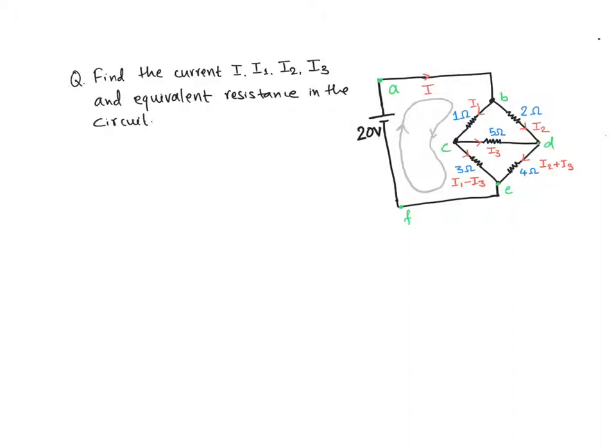0. The next loop we will use here is from point B to C, C to D, D to B. Along this path, the sum of all the voltages must be 0. The other loop we will use here is C to E, E to D, and D to C again. If we move along this closed path, the sum of all the voltages must be 0. So let's write the first one.